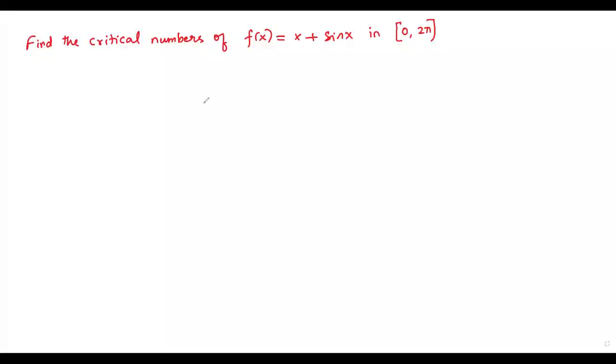Here we have a calculus problem on finding critical numbers of a function. The function given is f of x equals x plus sin x, and we have to find the critical numbers for this function in the closed interval 0, 2 pi.